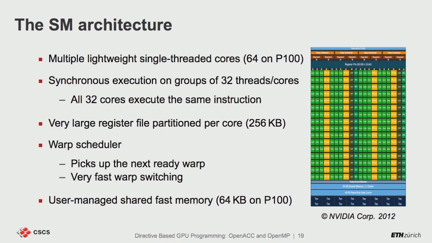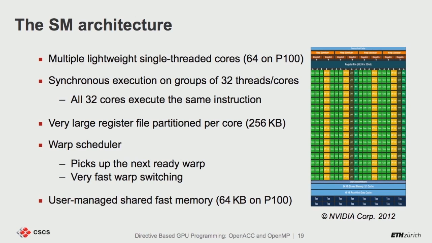So let's see how this works. I think it's simultaneous multiprocessor or something like that. Symmetric multiprocessor, yeah. Symmetric multiprocessor architecture. This is not from the Pascal. I just picked the previous generation because it fitted better on the page, but the idea is the same. So the GPU comprises multiple such blocks of SM processors. So what is an SM processor? An SM processor consists of several lightweight single-threaded cores. It's 64 on the Pascal architecture.